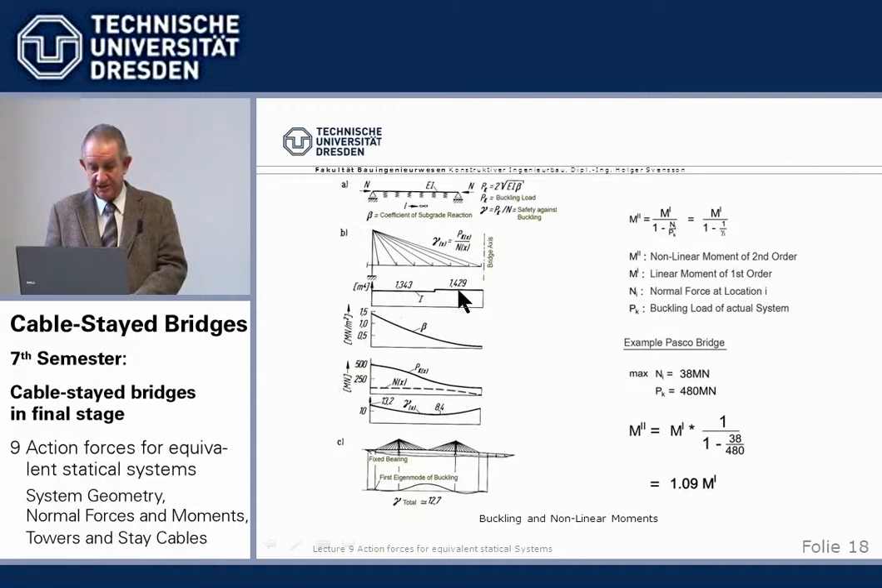And if we calculate for every place from here, E is given, the I is constant, the beta increases, then we get a safety against buckling. We first calculate the buckling load itself from this formula, and then compare that with the actual normal force. Then, of course, because all that varies, it's not constant. It runs something like that.